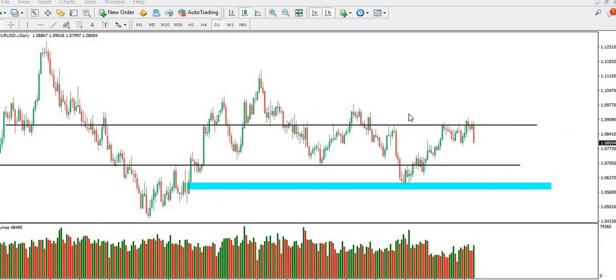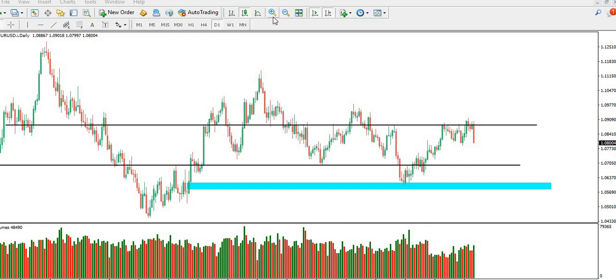Guys, now let's move toward the pair Euro USD. You might know there is a very positive correlation between Euro USD and GBP USD. So if the direction of the GBP USD pair will be downward, will be bearish, the Euro USD will follow the same direction as GBP USD, because in both of the pairs the USD is the quote currency.